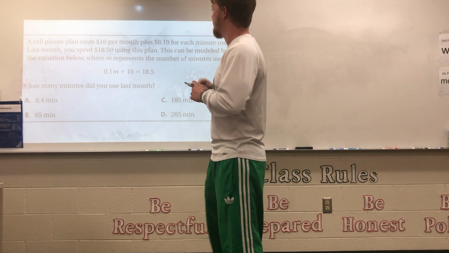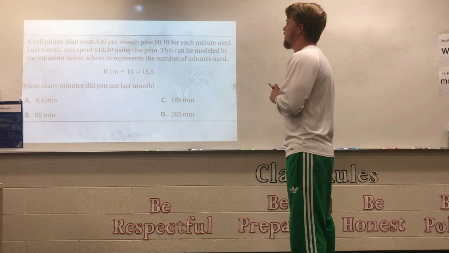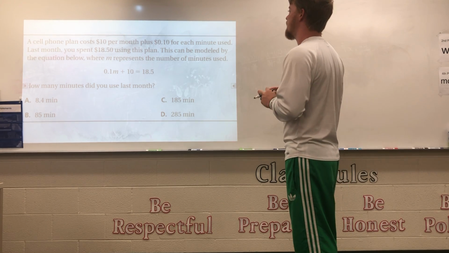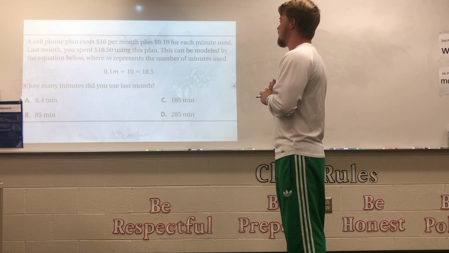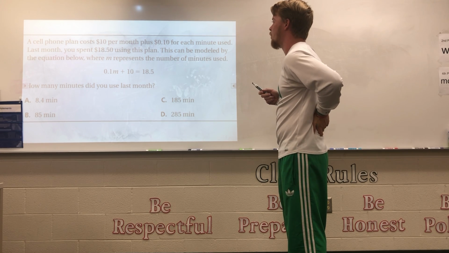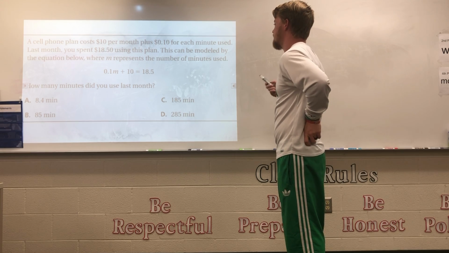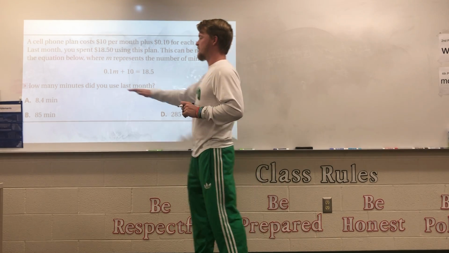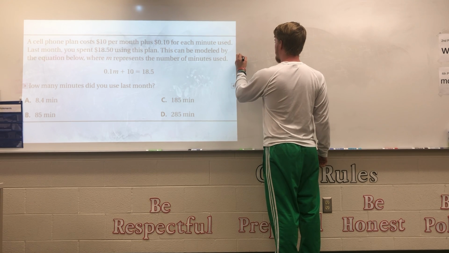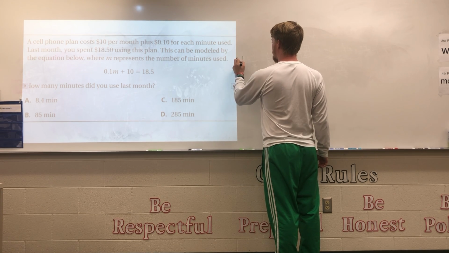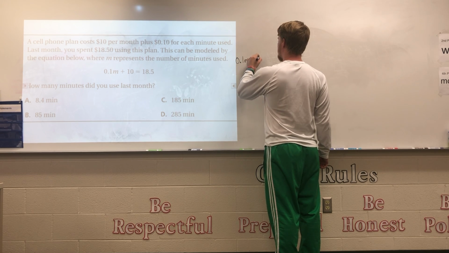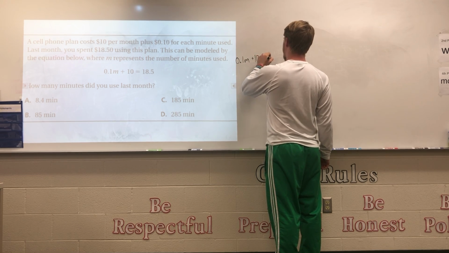So, this one says, a cell phone plan costs $10 per month plus 10 cents for each minute used. Last month, you spent $18.50 using this plan. This can be modeled by the equation below, where m represents the number of minutes used. And then they give us this equation, 0.1m plus 10 equals 18.5. So let me write that down. 0.1m plus 10 equals 18.5.